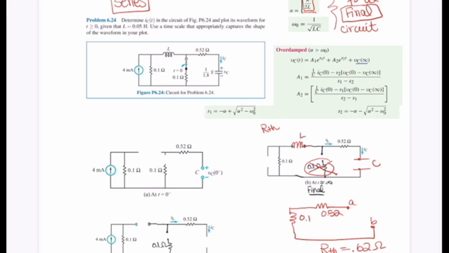Sorry, what are your questions? No. So you want to redraw the circuit, this is going to be open, and then this will be a wire. Okay, so we have the voltage.